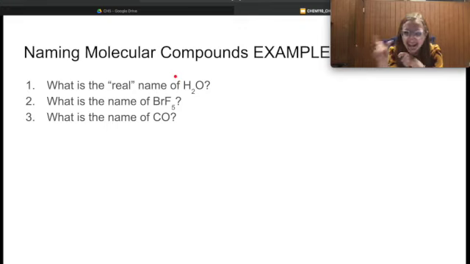Remember, it takes the anion name for the second element, so dihydrogen monoxide. That's the actual real name for water.